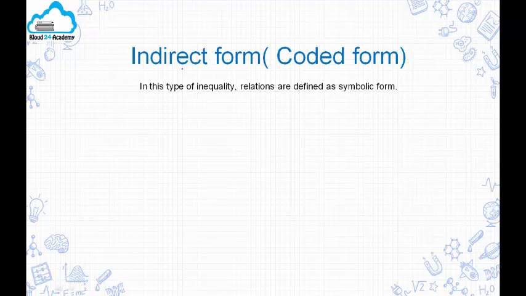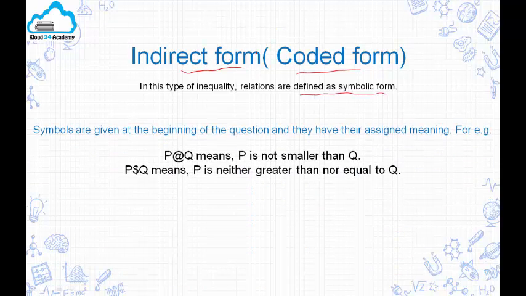So those were the direct form questions where inequality symbols were given to you. Now we are moving to indirect form or coded form. So in this type of inequality, relations are defined as symbolic forms. Two symbols are given and we have to decode them first and then we have to solve. Like P at the rate Q means P is not smaller than Q. So we are given a symbol here, at the rate. And what does this at the rate mean? P is not smaller than Q.